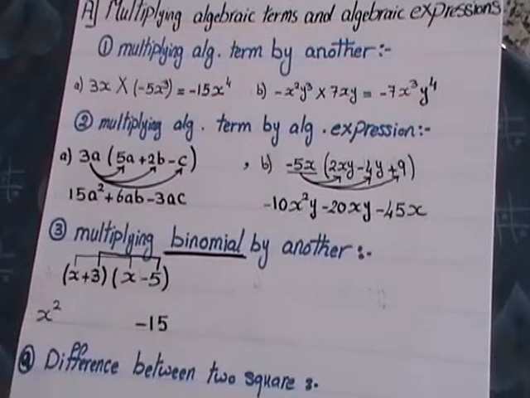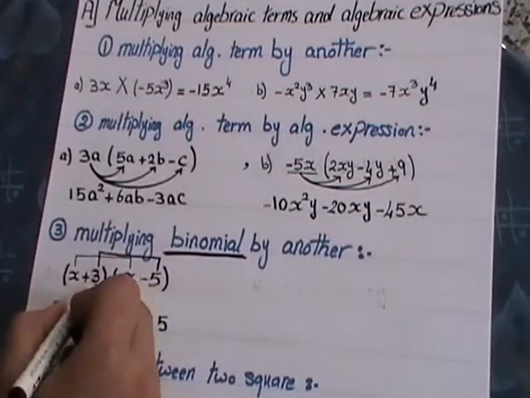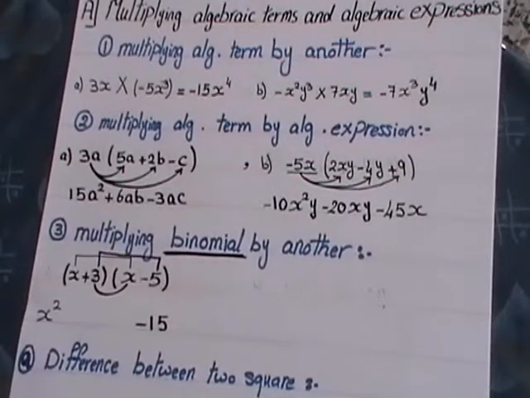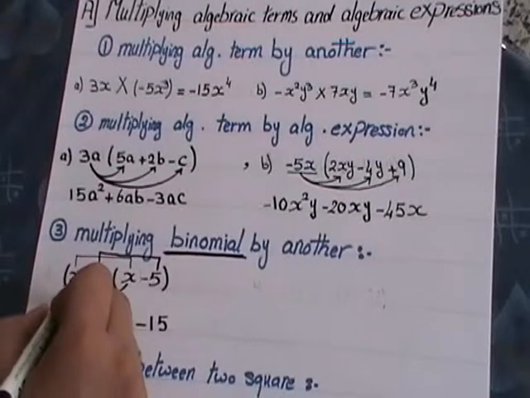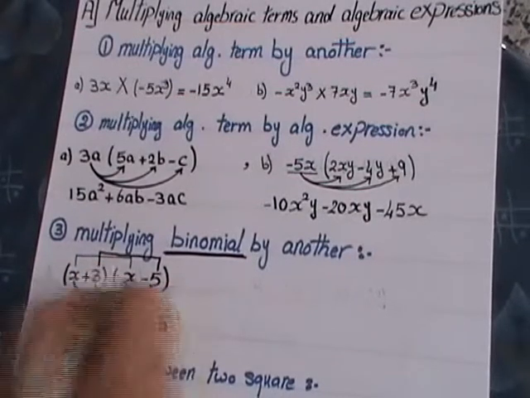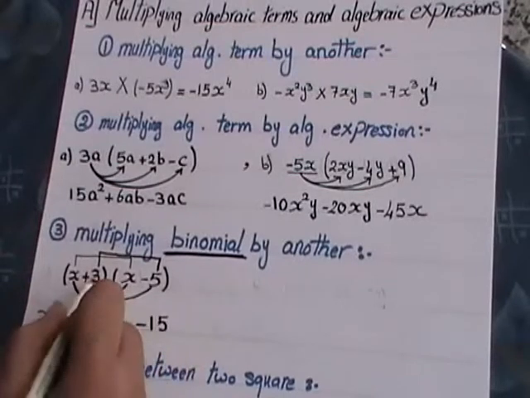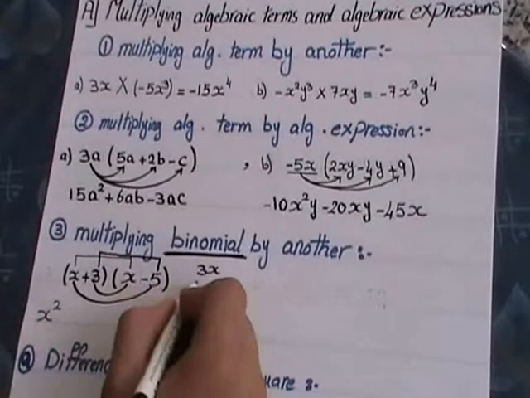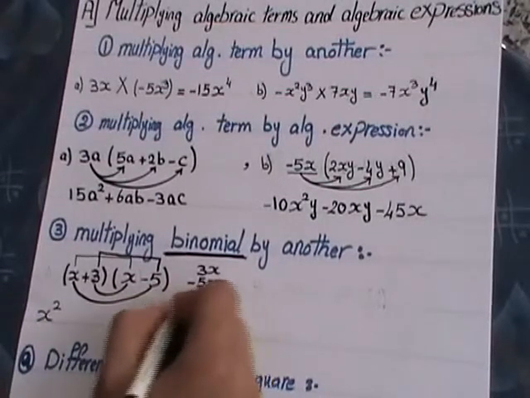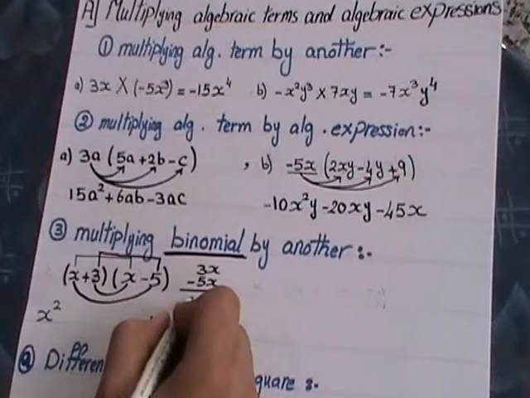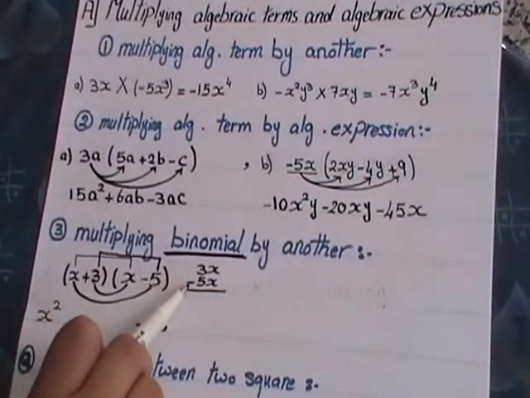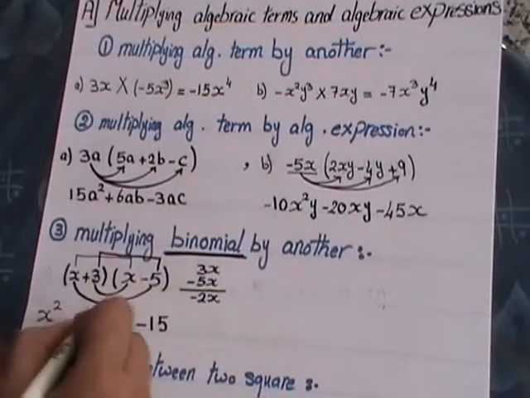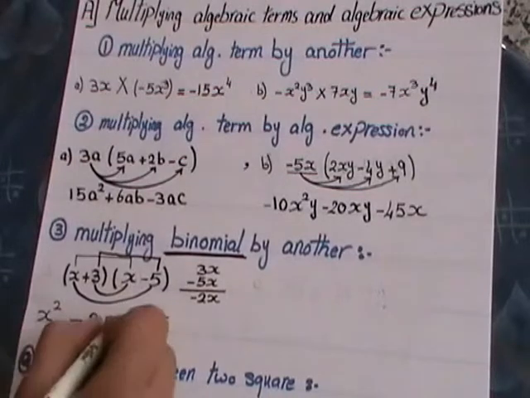How can we find the middle term? First, we multiply the means. The means are these two terms. And multiply also the extremes. The first and the last term are called extremes. We get 3 times x equals 3x. x times negative 5 equals negative 5x. We add them. The result will be, yes, 3 plus negative 5 equals negative 2x. We write here negative 2x, and this is called the middle term.